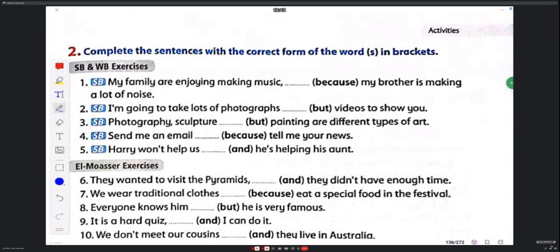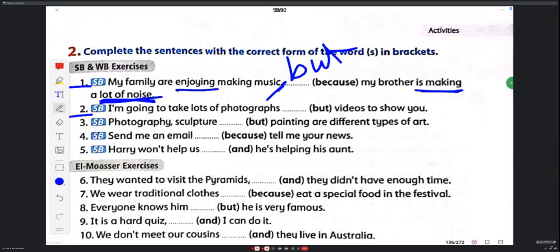My family are enjoying making music, and, comma, but the contrast: enjoying music, making noise. It's the contrast.